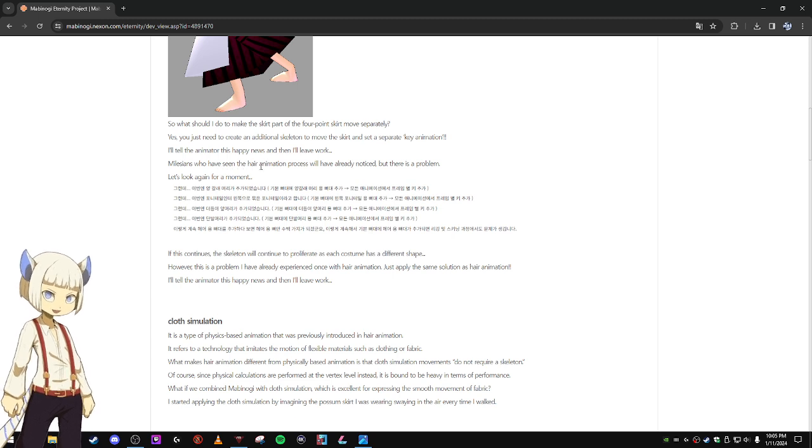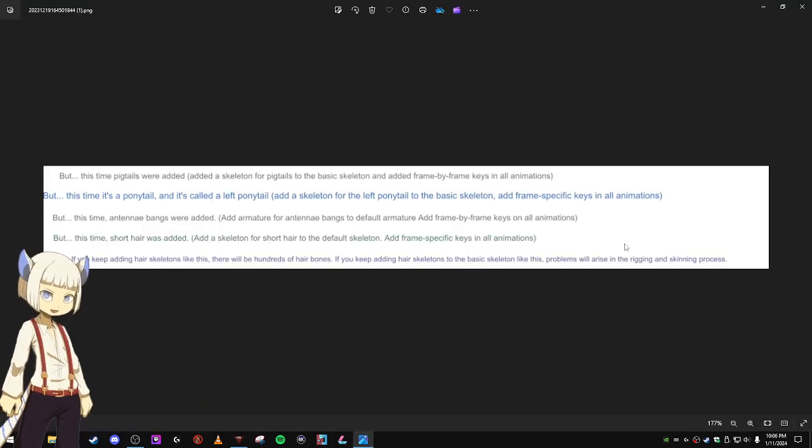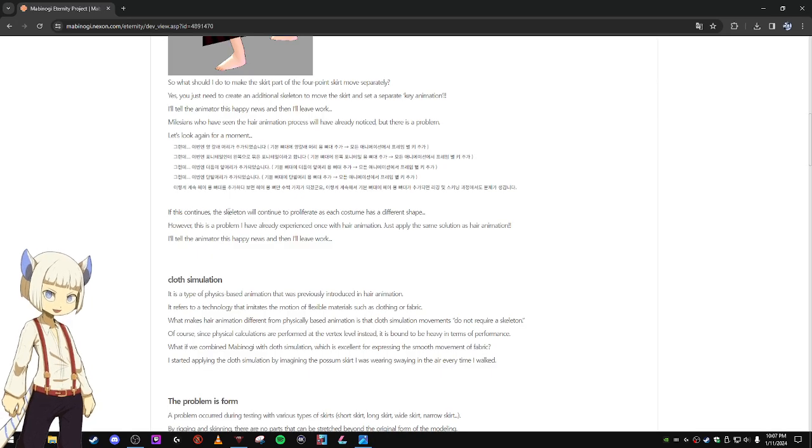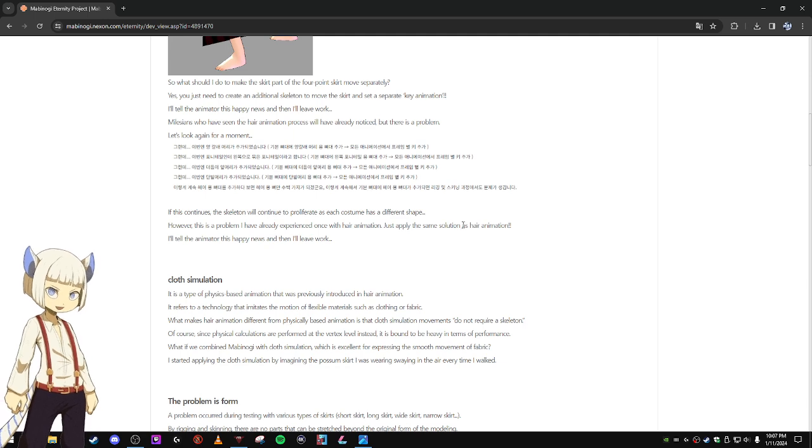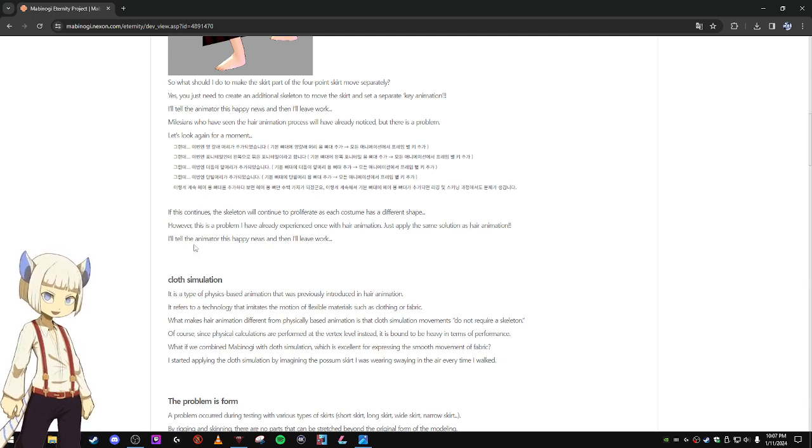Viewers who have seen the hair animation process will have already noticed, but there is a problem. So they're just using the hair example here. If this continues, the skeleton will continue to proliferate as each costume has a different shape. However, this is a problem I have already experienced once with hair animation. Just apply the same solution as hair animation.